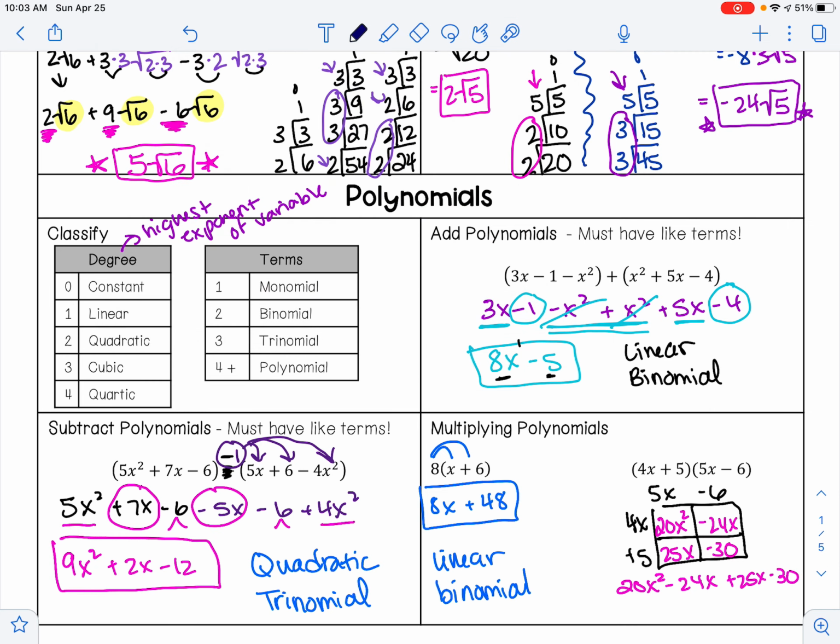From here, I can combine like terms. 20x squared doesn't have a like term, so I'm going to bring that down. -24x plus 25x is 1x. And -30 doesn't have a like term, so I'm going to bring that one down. If I were to classify this polynomial, this would be a quadratic trinomial. Quadratic because the highest exponent is 2. Trinomial because we have 3 terms.